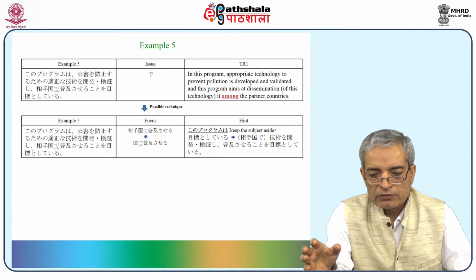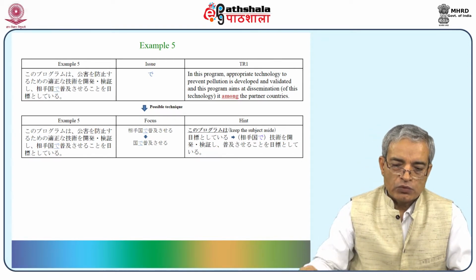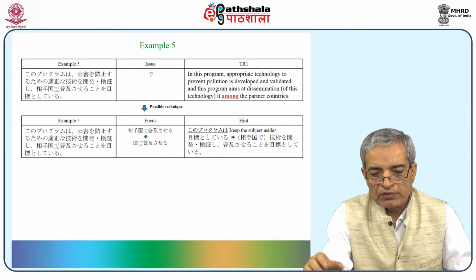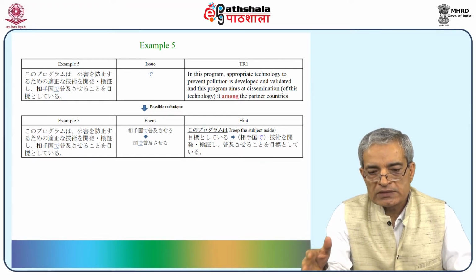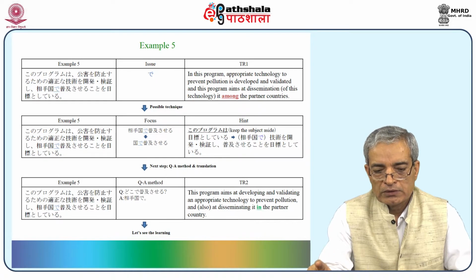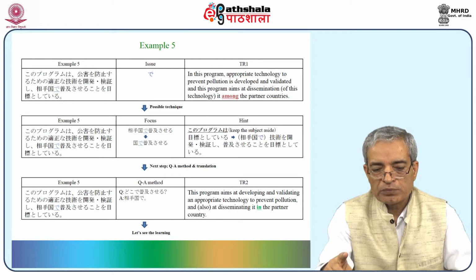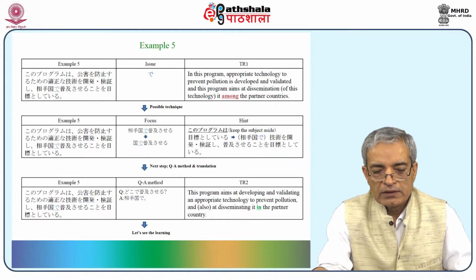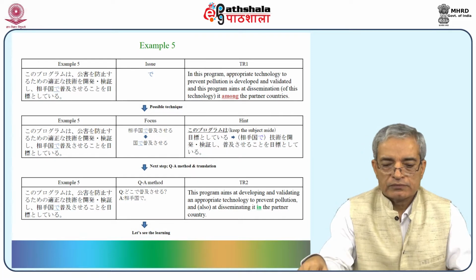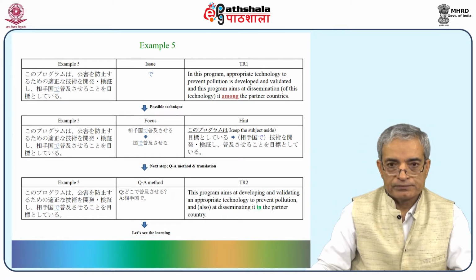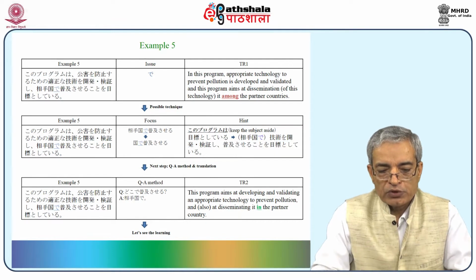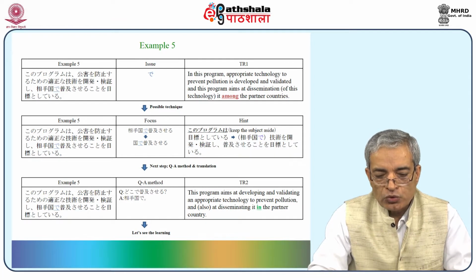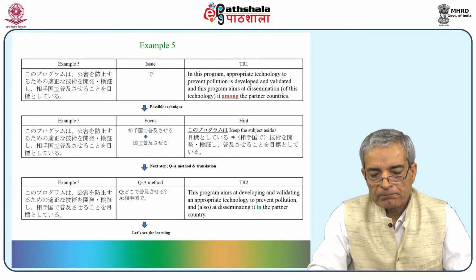The hint in this case would be: kono program wa, and let's keep aside this kono program wa, mokuhyō to shiteru. Something it is targeting at. Aite koku de gijutsu o kaihatsu kenshō shi fukyū saseru koto o mokuhyō to shiteru. And from here we find that the focus should be aite koku de fukyū saseru. And the consequence is, if you put the question answer method, doko de fukyū saseru, aite koku de. So this gives a very clear indication of how it should be translated.